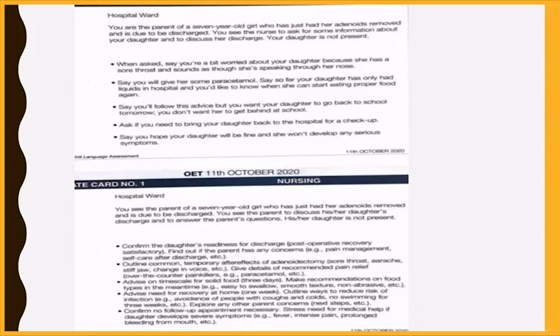Okay. So the last 2 lines, I always remind you in every session, are very, very important, because it is from there that you need to begin your conversation. You see the parent. Why have you come into this room now? You see the parent to discuss her daughter's discharge and to answer the parent's questions. You've come for 2 purposes actually. One is to tell that she is ready for discharge, and the next task is to answer the parent's query. They say that the daughter is not present.